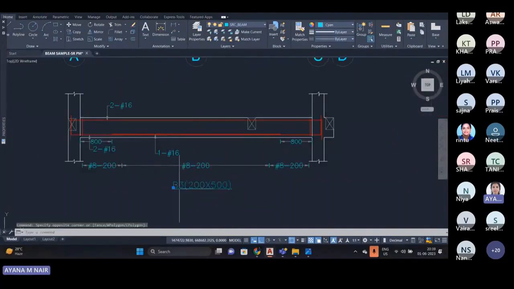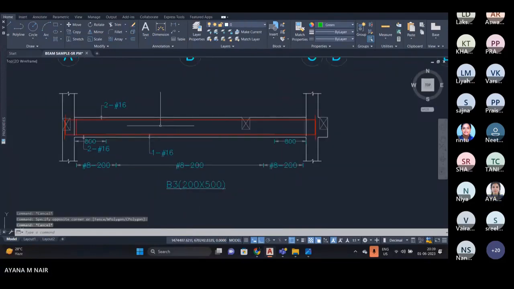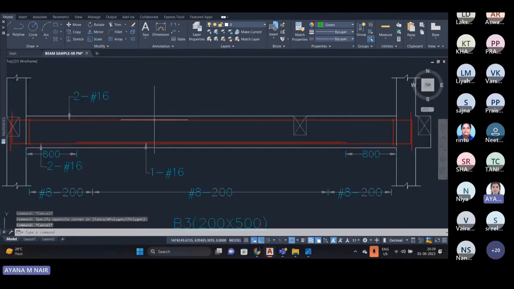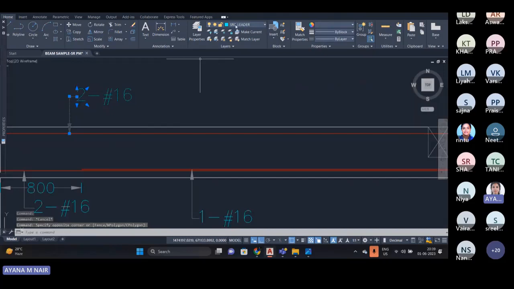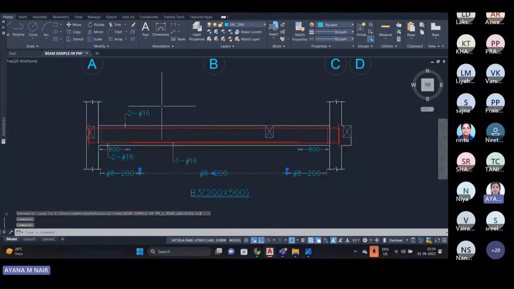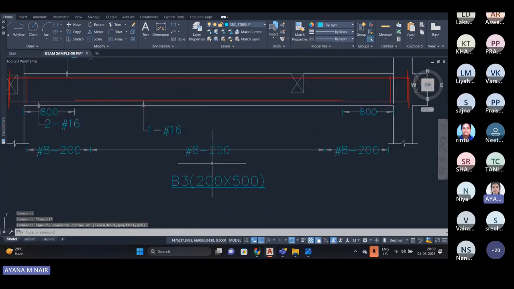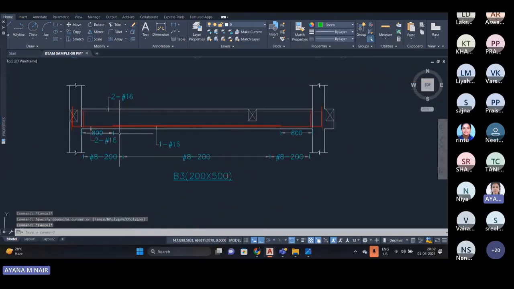And this is the SRC beam layer, and the layer is correct. So once again, this main rebar should be in the layer SRC reinforce, and this leader that is pointing to this main bar should be in SRC leader, and the dimension should always be in aligned dimension, and the stirrup texts should always be in SRC stirrup. So these are the basic corrections for the beam.